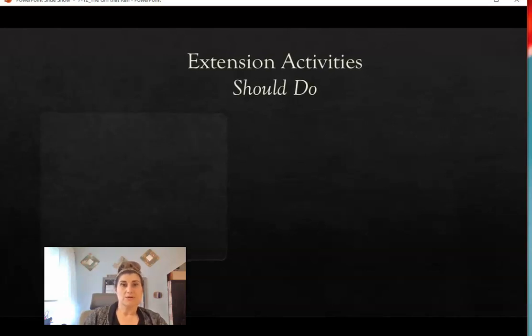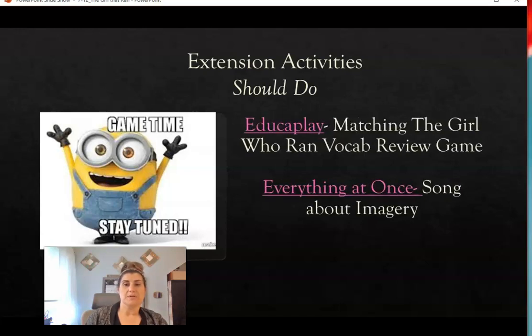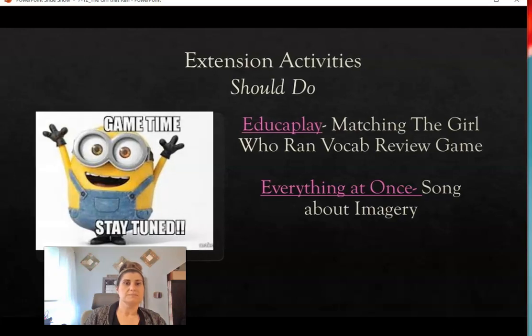When you have completed those, this activity is a should do, not a must do, but a should do. And there are 2 games that you can play. One is a review game of your vocabulary terms, and it's just a matching game. And the other one is a song about imagery to help you to remember and to see some examples of other types of imagery that you could see in text. And this one, actually, kids made the books, so it's actually pretty interesting.